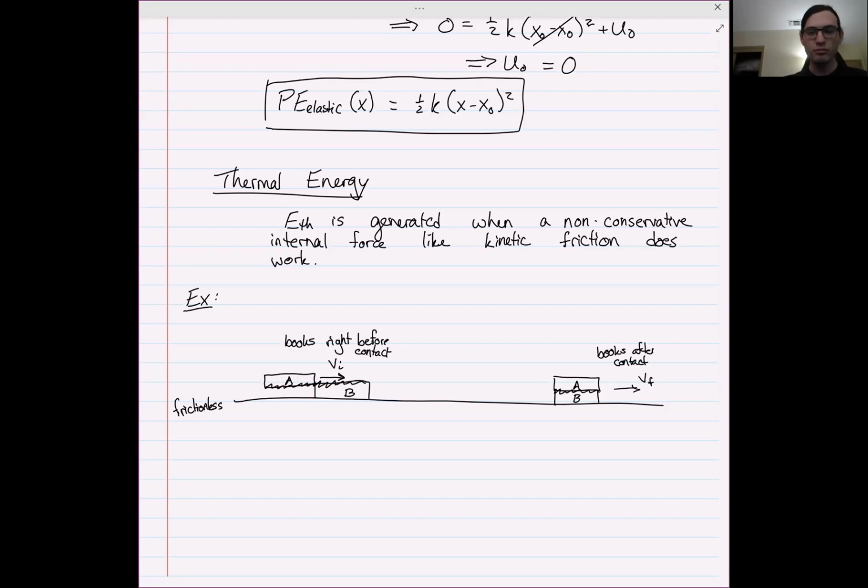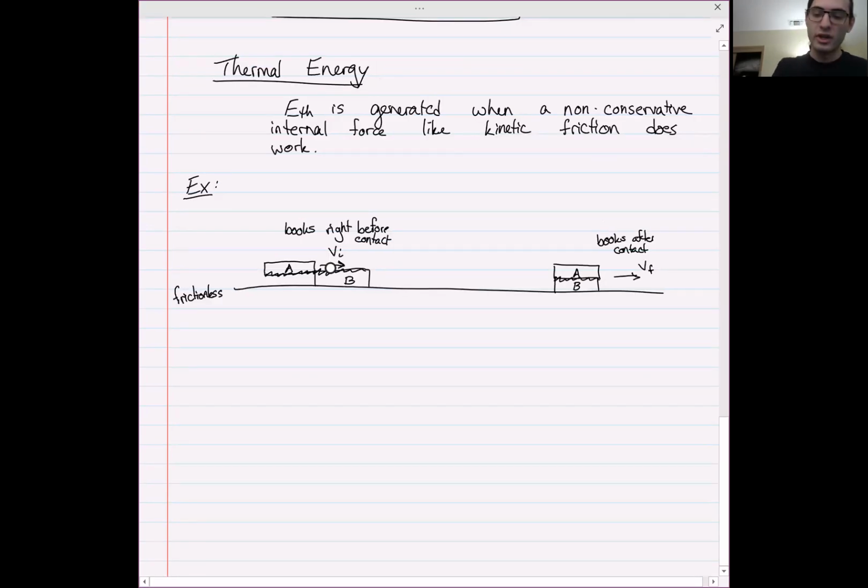In order to do an energy analysis of this type of problem, we need to know a few things. We need to know things about distance traveled. So let's first look at book B. Book B will have traveled a distance, call it delta x_B. Book A, on the other hand, will have traveled further. Book A will have traveled a little bit further. It will have traveled the distance of the book, the distance on book B that it traveled.